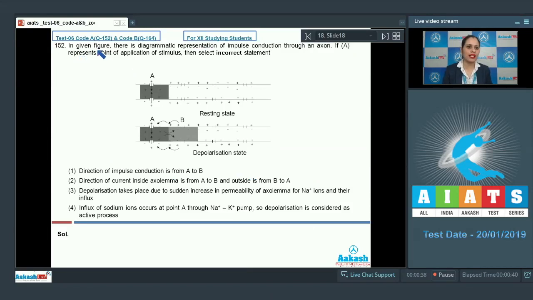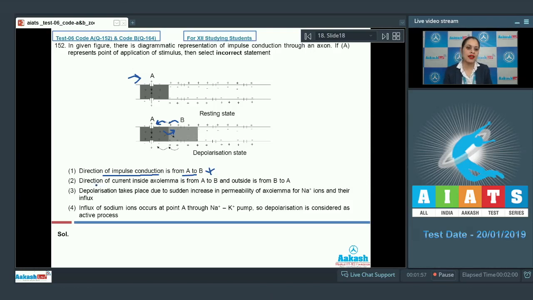Question number 152. In the given figure, there is a diagrammatic representation of impulse conduction through an axon. If A represents the point of application of stimulus, then select the incorrect statement. The very first statement is, direction of impulse conduction is from A to B. As it is a correct statement, this cannot be the correct answer to our question. Direction of depolarization, or direction of impulse conduction, is actually the direction of current flow. As you can see, if the point of application of threshold stimulus is A, then the direction of flow would be from A to B.